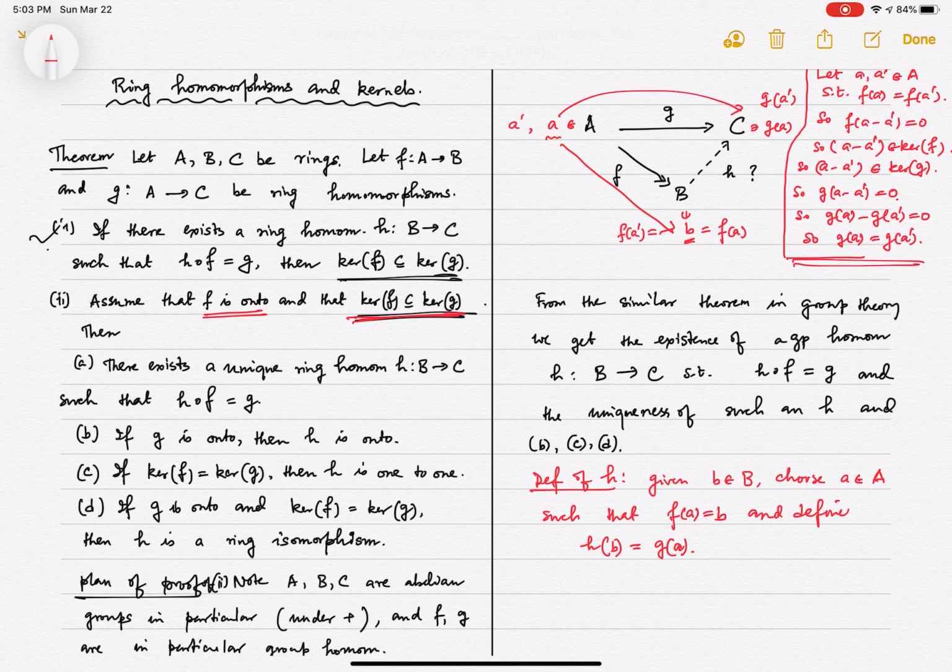And then one verifies that H is actually a ring homomorphism. So, exercise: verify H of b b prime is H of b times H of b prime for all b, b prime in B. You just use this definition of H. That's all we'll say about this. And later on we'll use this theorem to get our isomorphism.